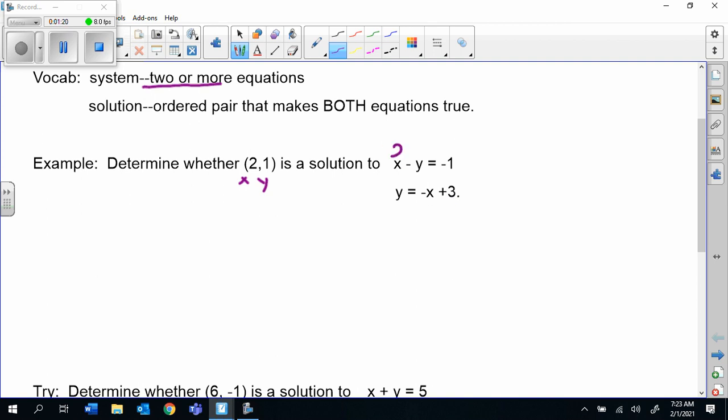So we're going to put a 2 here and a 1 here. We're going to put a 2 here. Be careful, I switched those variables, and a 1 here, and we'll see what happens. So 2 minus 1, does that equal negative 1? Well, 2 minus 1 is 1. 1 does not equal negative 1. And so before I even plug it into this equation, this is not going to be a solution.